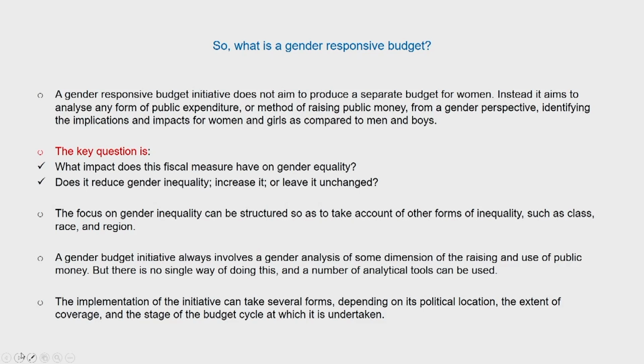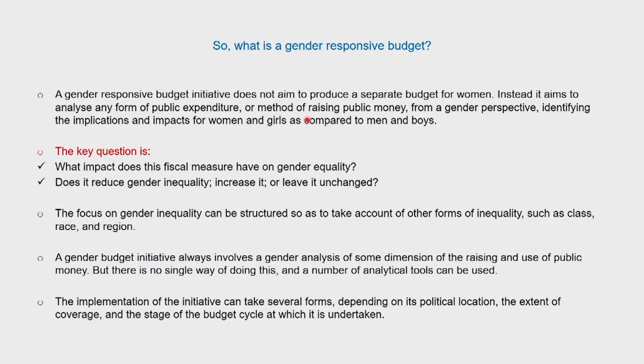So, what is a gender responsive budget then? A gender responsive budget initiative, first of all, does not aim to produce a separate budget for women. One of the first things that we need to understand is that a gender responsive budget does not mean that we devise separate budgets for men and women. Instead, it aims to analyze any form of public expenditure or method of raising public money from a gender perspective, identifying the implications and impacts for women and girls as compared to men and boys.